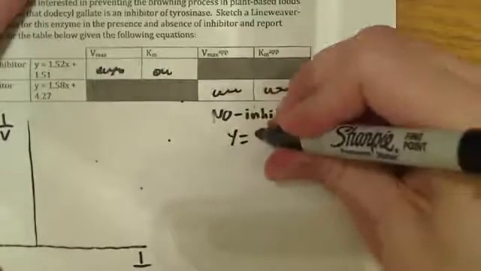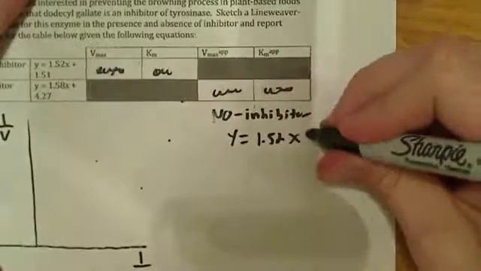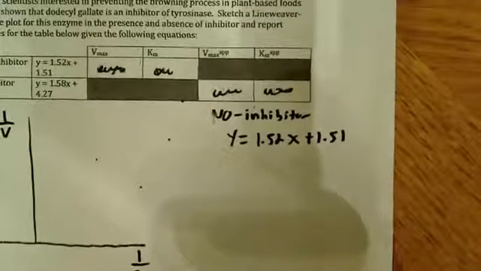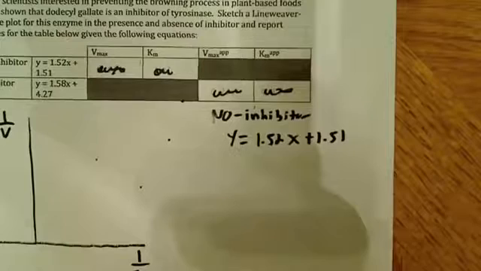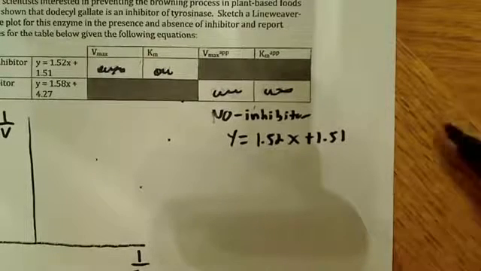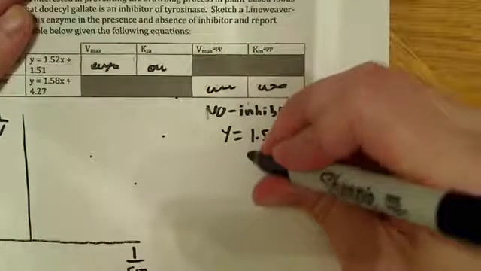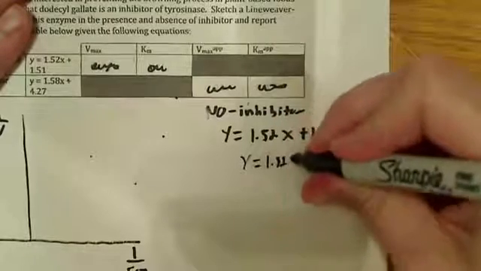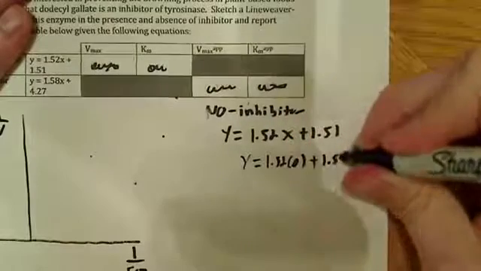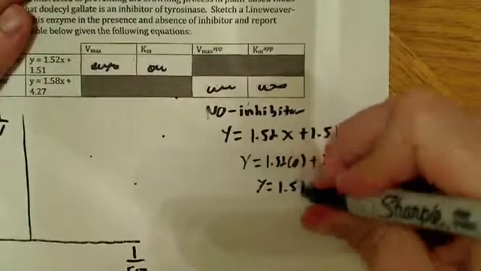So for no inhibitor, I have this equation: y equals 1.52x plus 1.51. Not a terribly difficult equation. If I want the y-intercept, I want to know where this crosses the y-axis. All I have to do is set x equal to 0. So y is equal to 1.52 times 0 plus 1.51, so y is equal to 1.51.